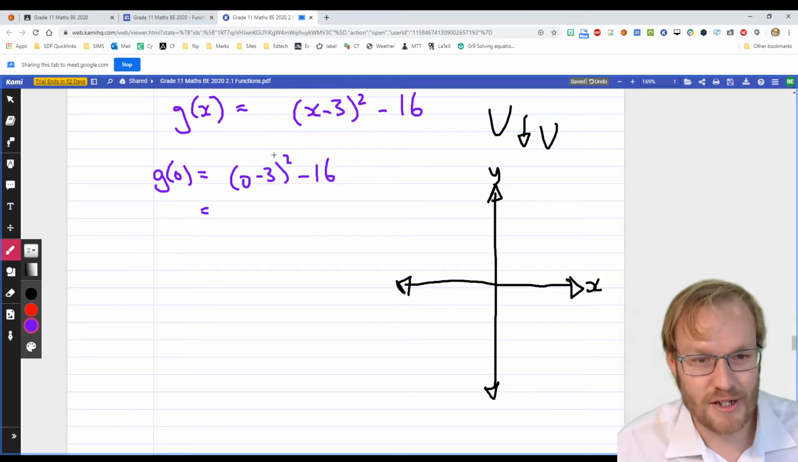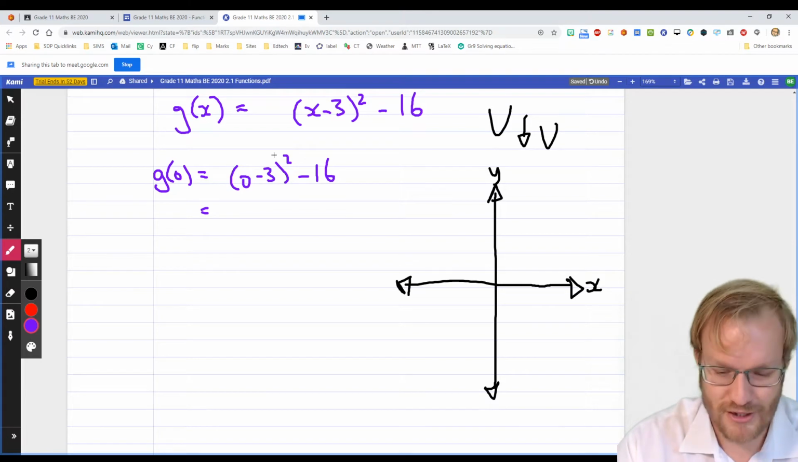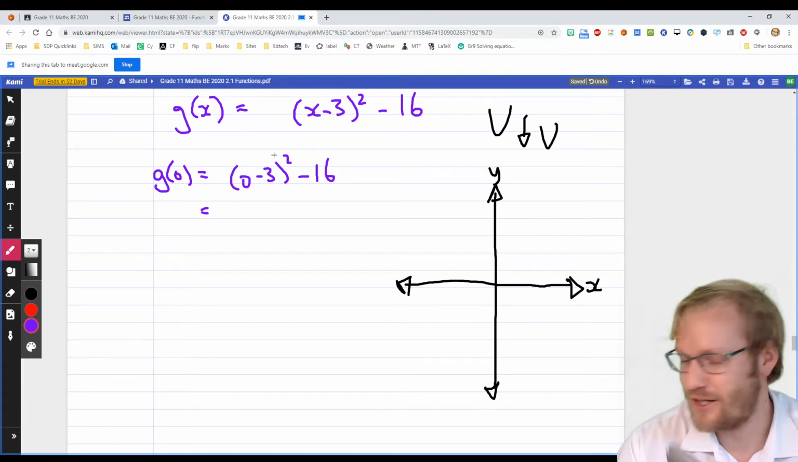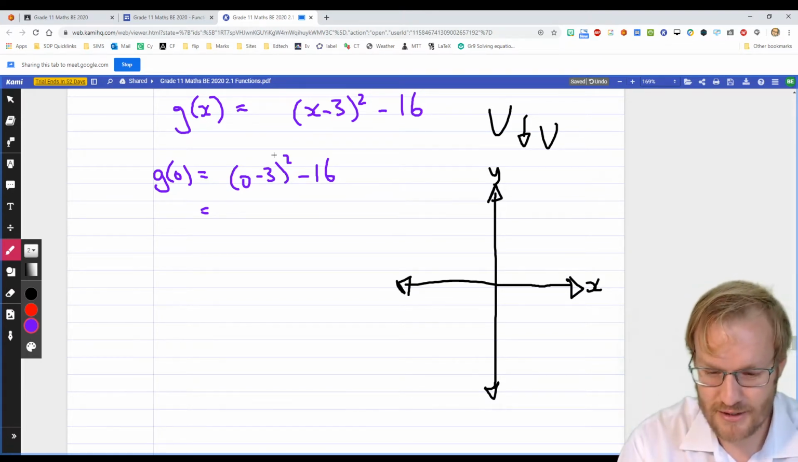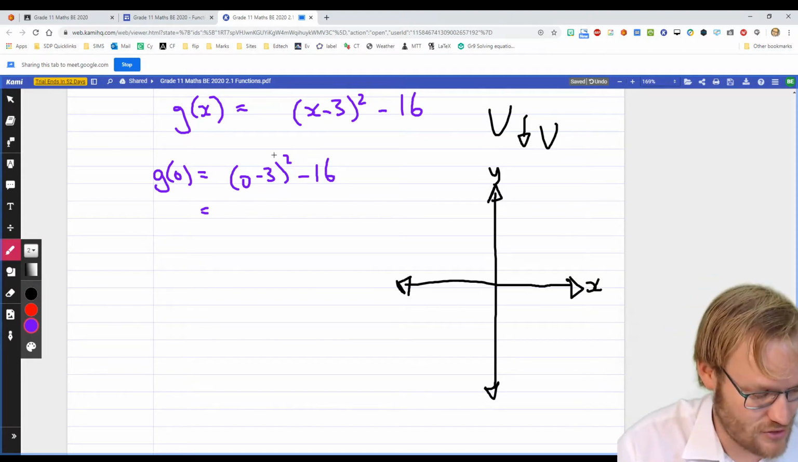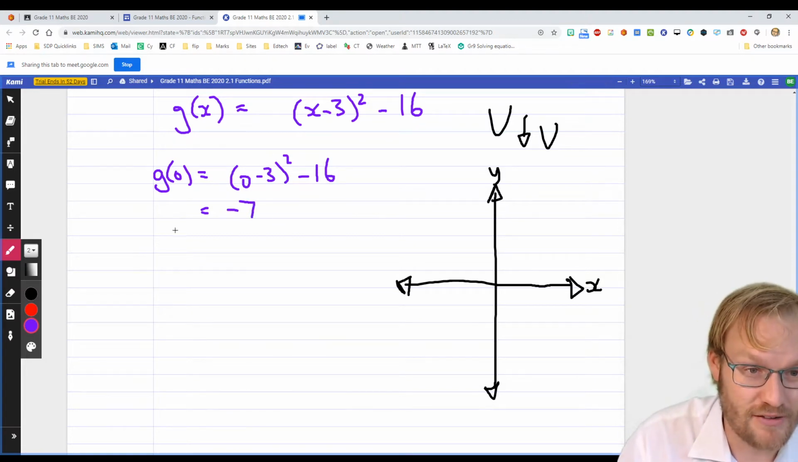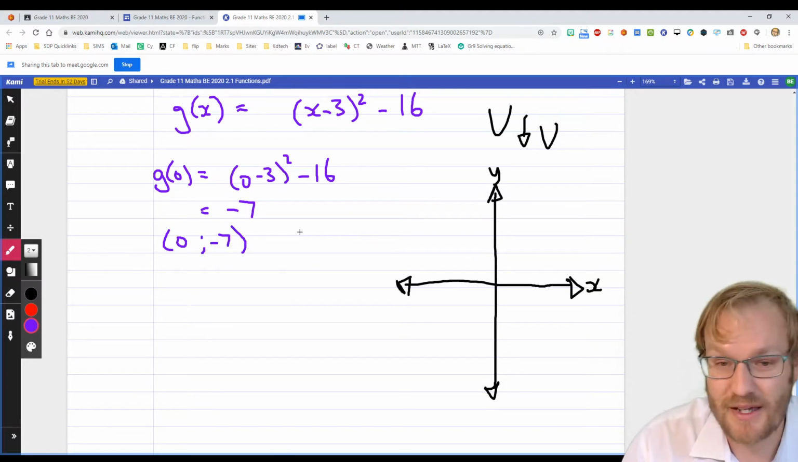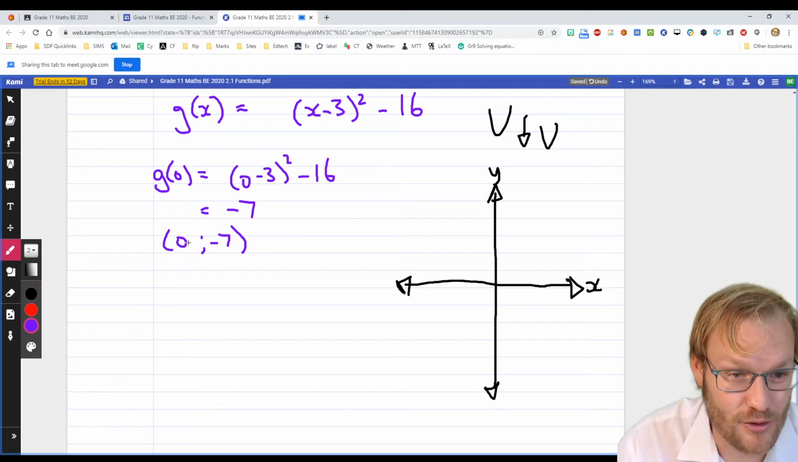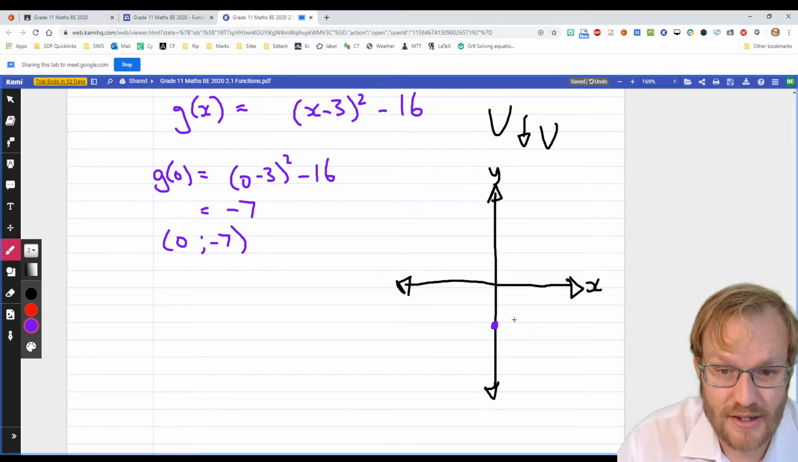And I wouldn't even bother doing all of that in my head. I'm sure that you've got your calculators out and just said 0 minus 3 squared minus 16 gives us negative 7. Really no need to work that out in your head, and you get negative 7. In other words, when the input's 0, the output's negative 7. And I think it's useful to write it as full coordinates like that, so we know that there's a point here that is (0, negative 7).